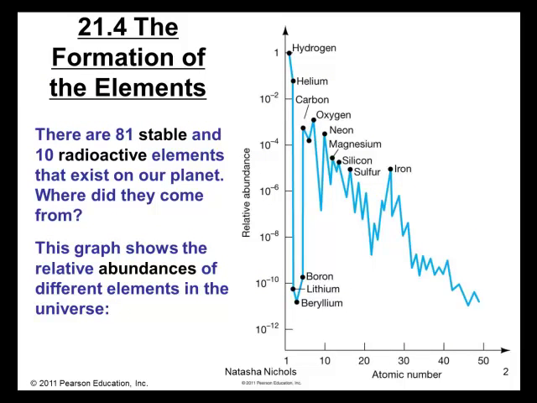Let's talk a little bit about the formation of the elements. There are 81 stable and 10 radioactive elements that exist on our planets. So a good question would be, where did they come from? This graph here on the right shows the relative abundances of different elements in the universe.